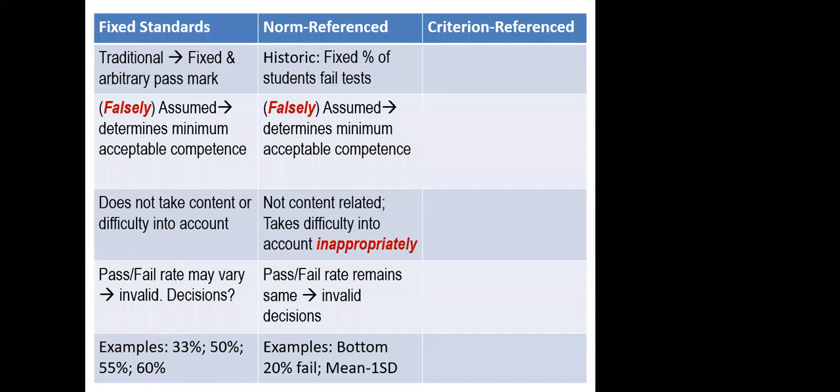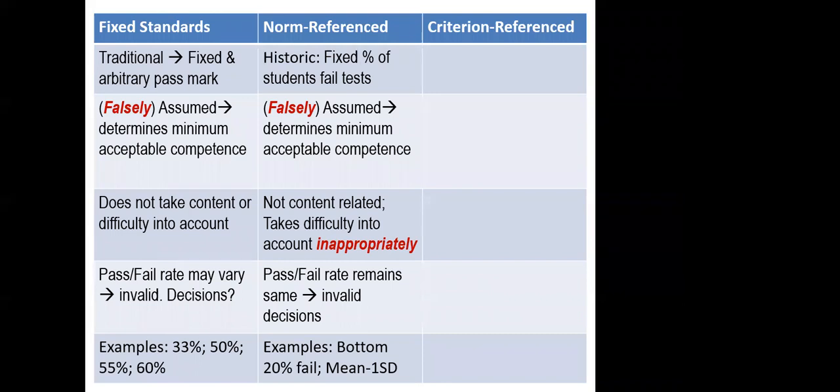And the mean score is dependent upon your student cohort. For a good cohort, for a good class, the mean score will be higher. For a low performing class, the mean score will be lower. It does not take into account the content or difficulty of the exam. If it takes difficulty into account, it does so inappropriately.